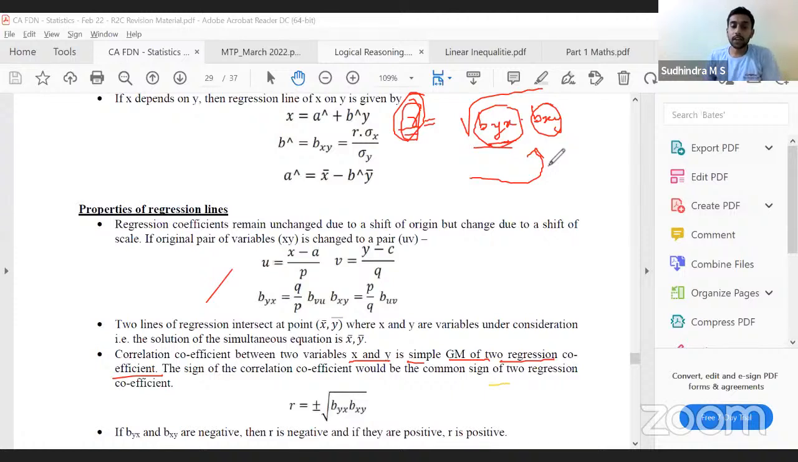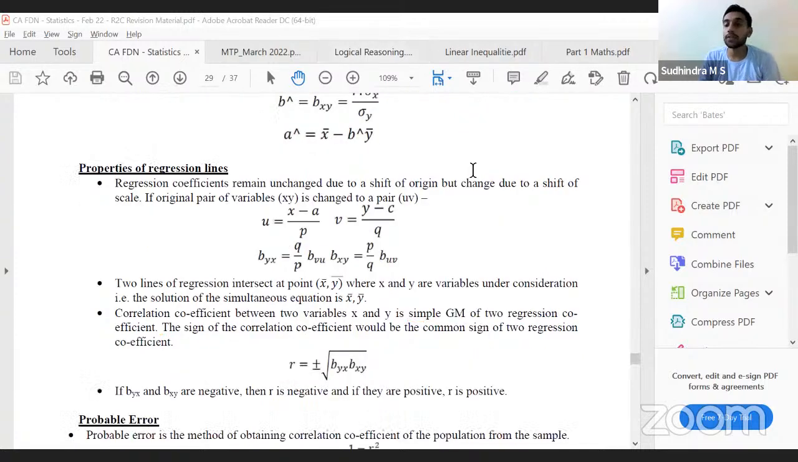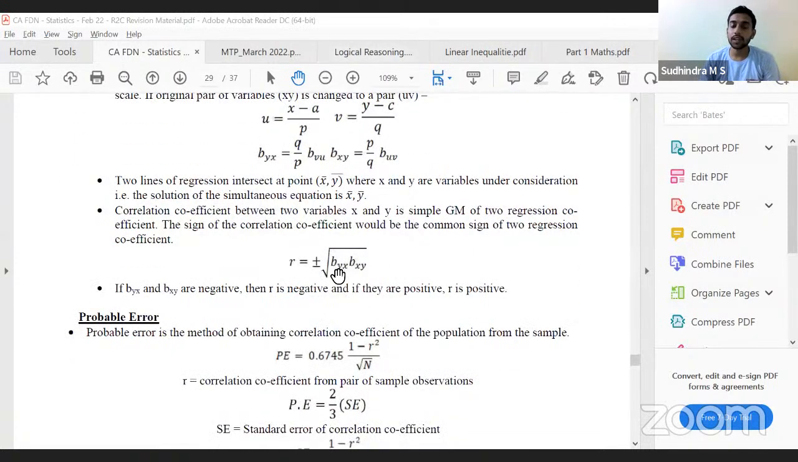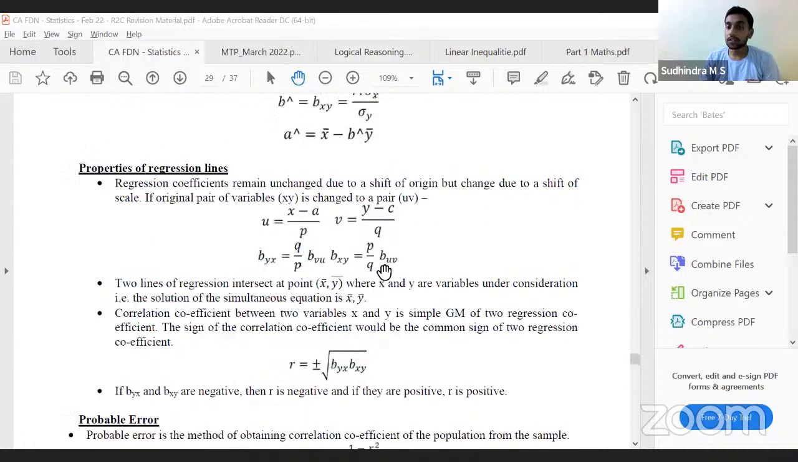Correlation is negative. So that is how we can estimate or calculate regression coefficients or the correlation coefficient if they have given us the other values. So these are the properties of regression coefficient.